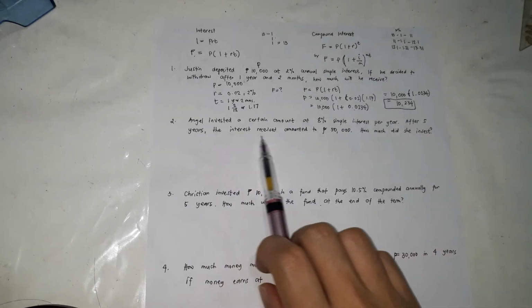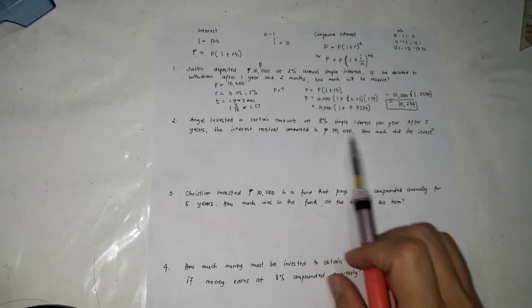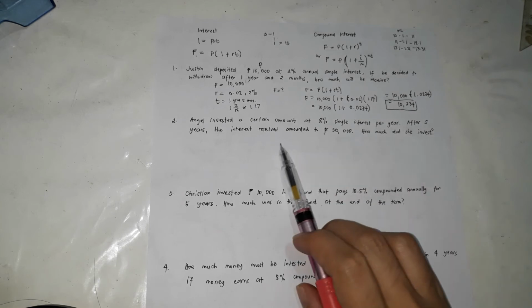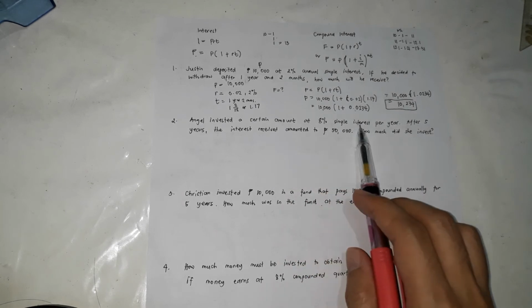Next question. Angel invested a certain amount at 8% simple interest per year. After 5 years, the interest received amounted to 50,000. How much did she invest? So in here, the given are P as the simple interest.